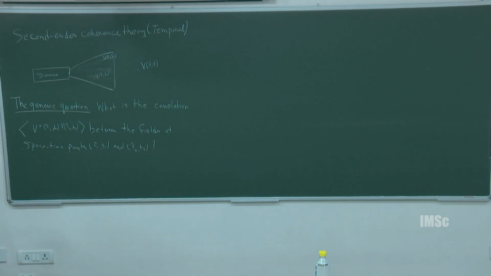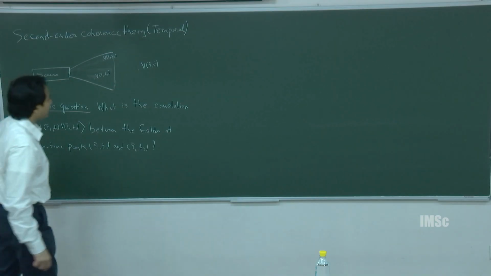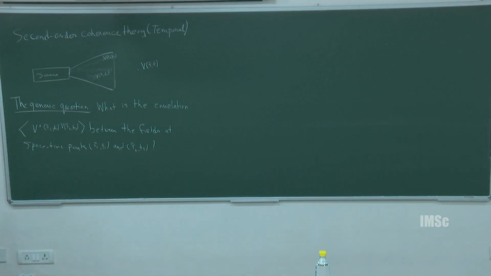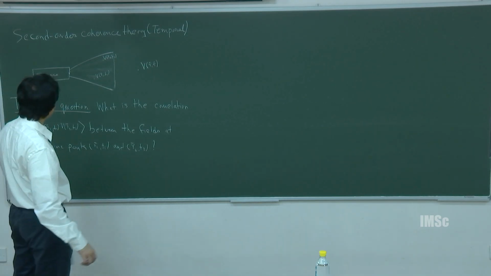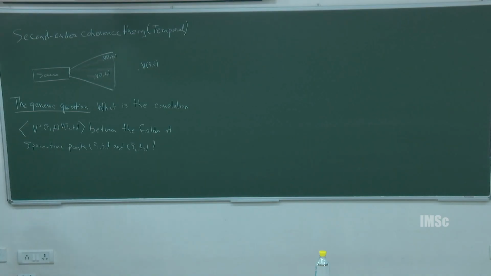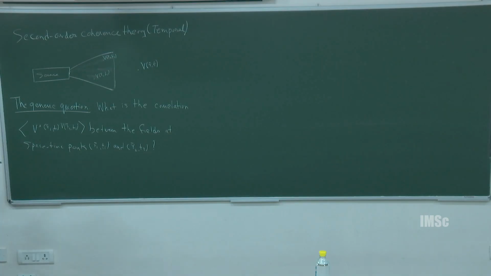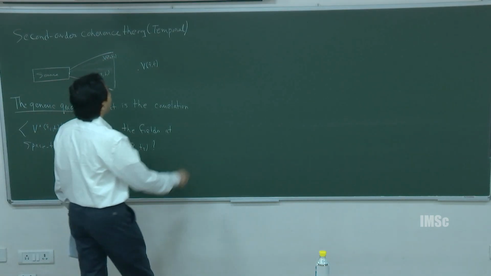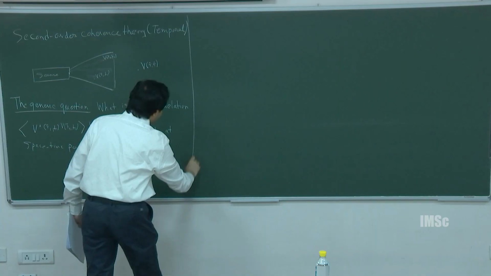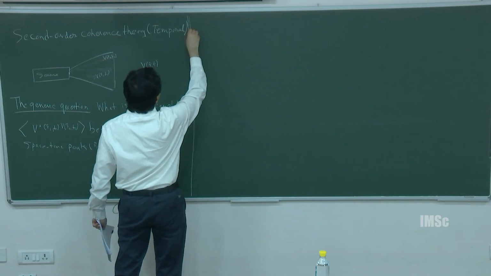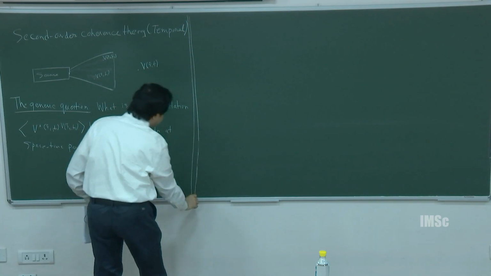So this is the question that we really want to answer. Whenever you study correlations or coherence, these are the kinds of questions that we will try to address. You have a source and we want to find out what is the correlation between the fields at these two space-time points, R1 T1 and R2 T2. So what is the methodology? What is the prescription to address this question?